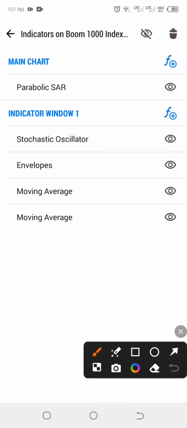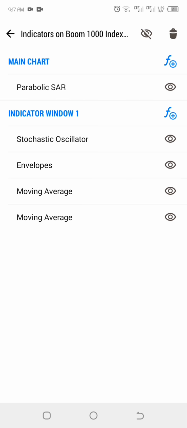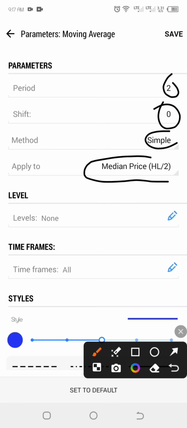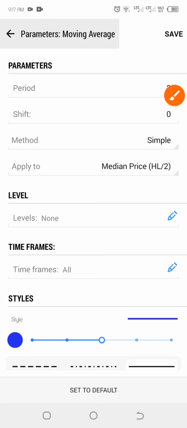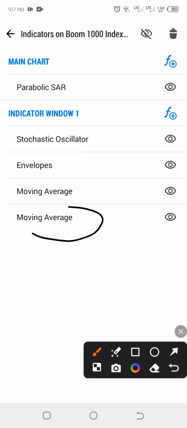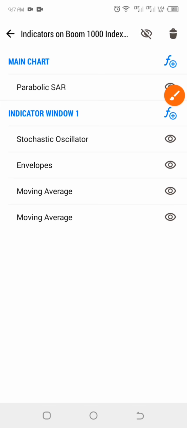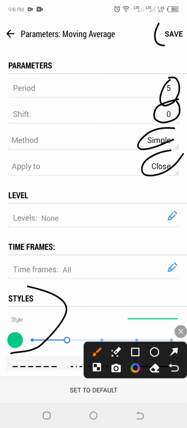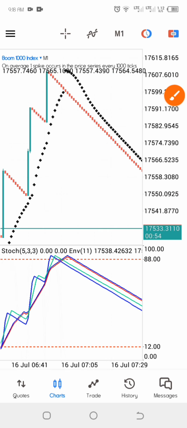Now moving on to the next indicator, which is the moving average. The way I add this, click on this icon again. For the first moving average, the period is 2, shift is 0, method is simple, apply to median price HL/2, use any color of your choice, click on save. Now for the last moving average, click on this icon again. The period is 5, shift is 0, method is simple, apply to close, use any color of your choice, click on save, and that is all the indicators we are going to be using for this strategy.